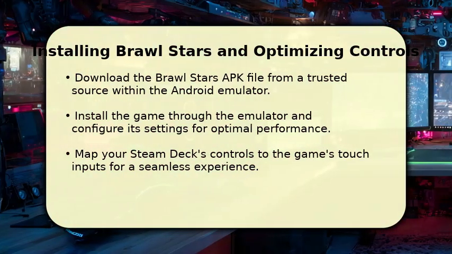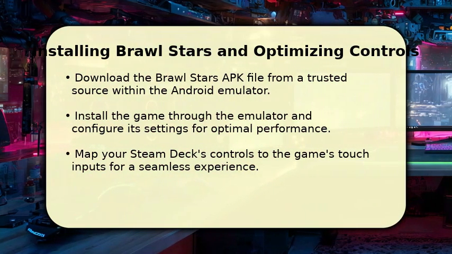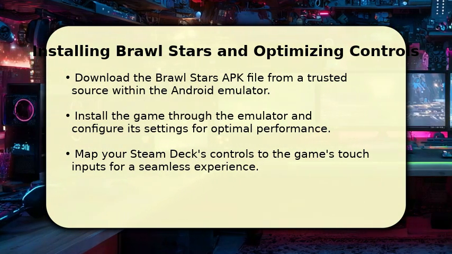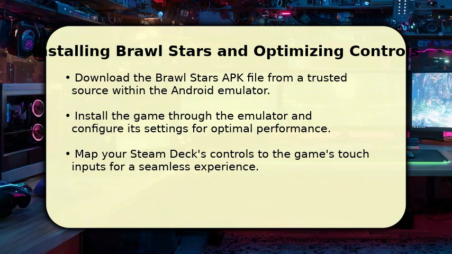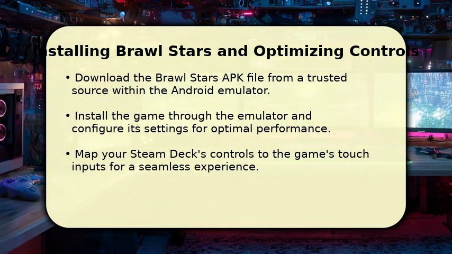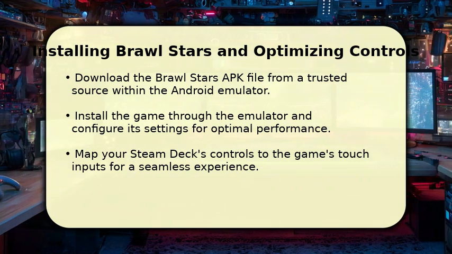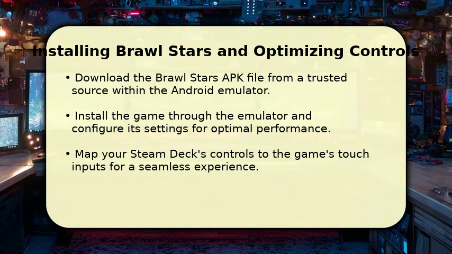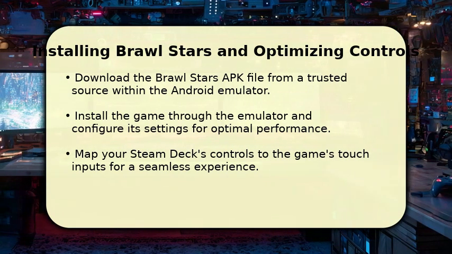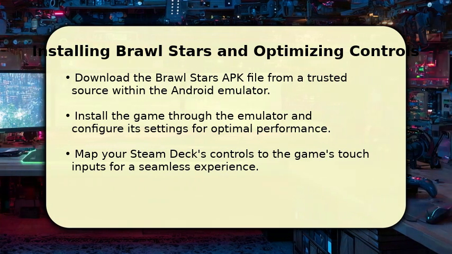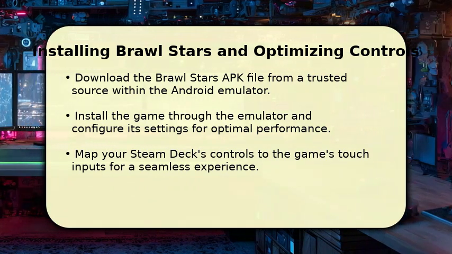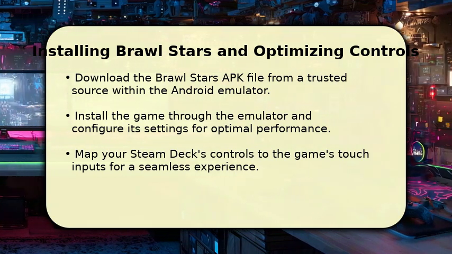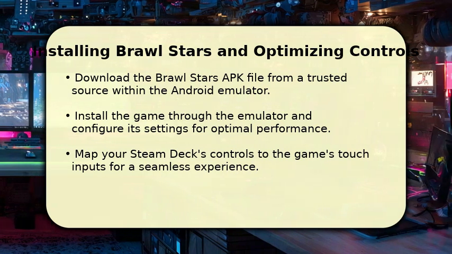With your emulator ready, it's time to install Brawl Stars. You'll need to download the game's APK file from a reliable source within your emulator's browser. Once downloaded, simply install it like any other Android application. After installation, launch the game and head into its settings to fine-tune performance. The most exciting part is mapping your Steam Deck's physical controls to the game's touch inputs. This transformation will give you a console-like experience, making every match feel more precise and engaging. Get ready to brawl with enhanced control.